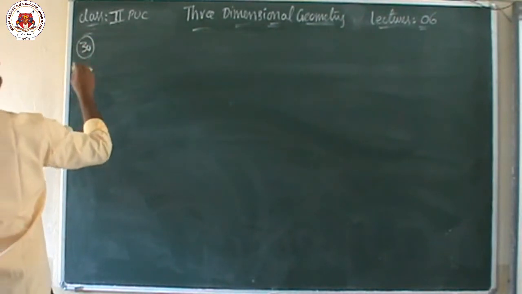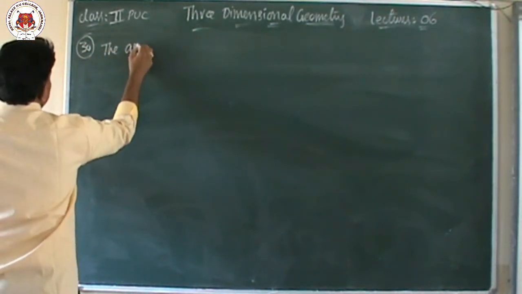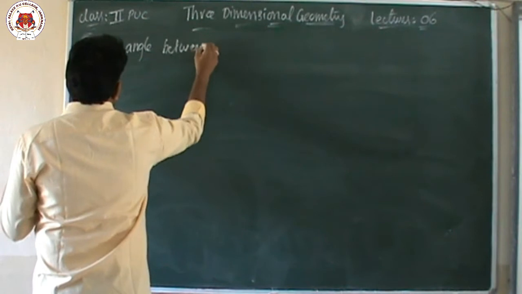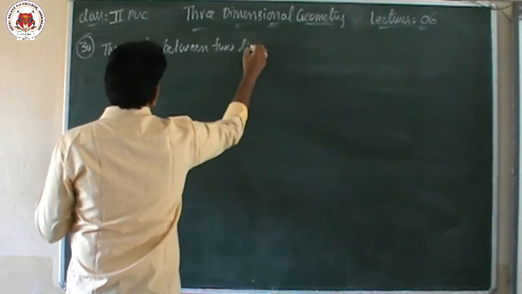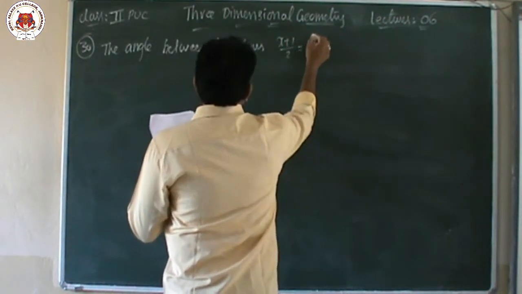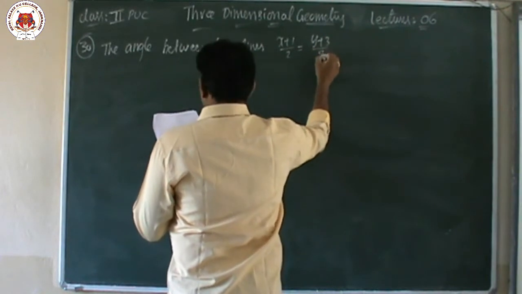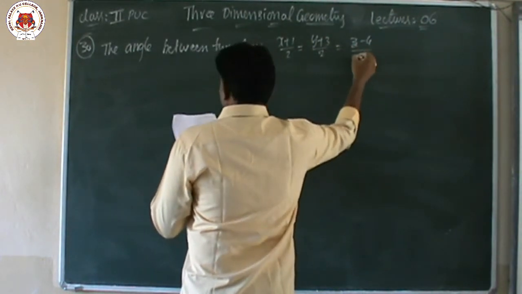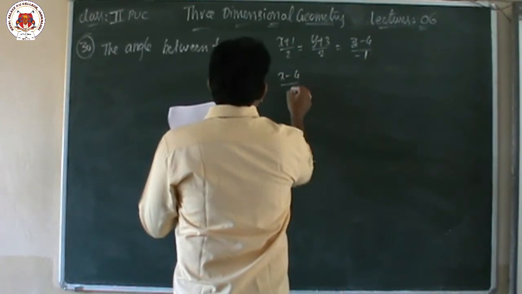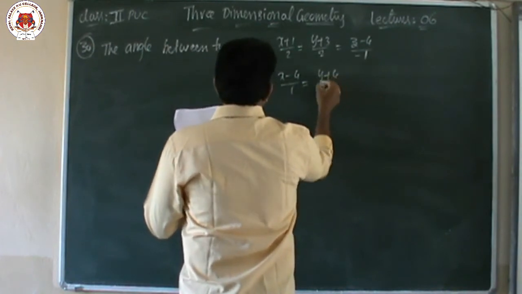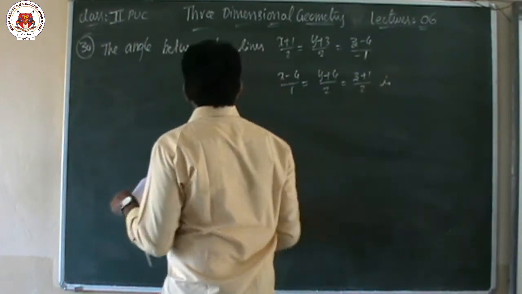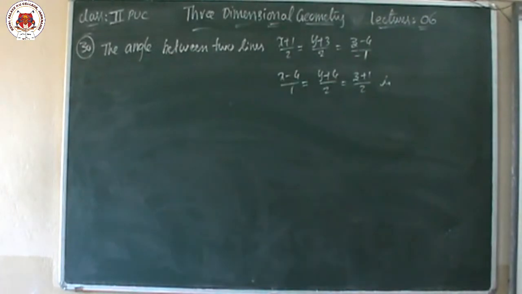The 30th question is the angle between two lines. Find the angle between the lines (x plus 1) by 2 equal to (y plus 3) by 2 equal to (z minus 4) by minus 1, and one more line (x minus 4) by 1 equal to (y plus 4) by 2 equal to (z plus 1) by 2. This is the question. He is asking to find the angle between the two lines.